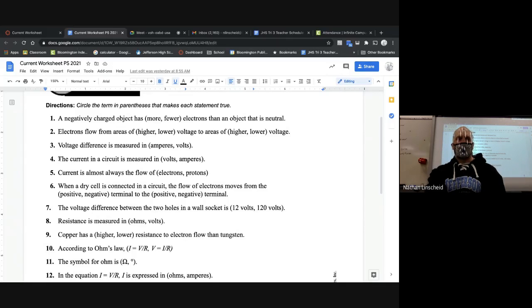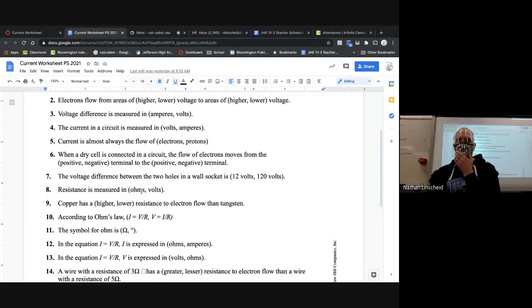All right, number 4. The current in a circuit is measured in volts or amps. Amps. We just said volts measure voltage, so the other one must be true, right? Okay, current is almost always the flow of electrons or protons. Electrons, right? Why don't protons move?